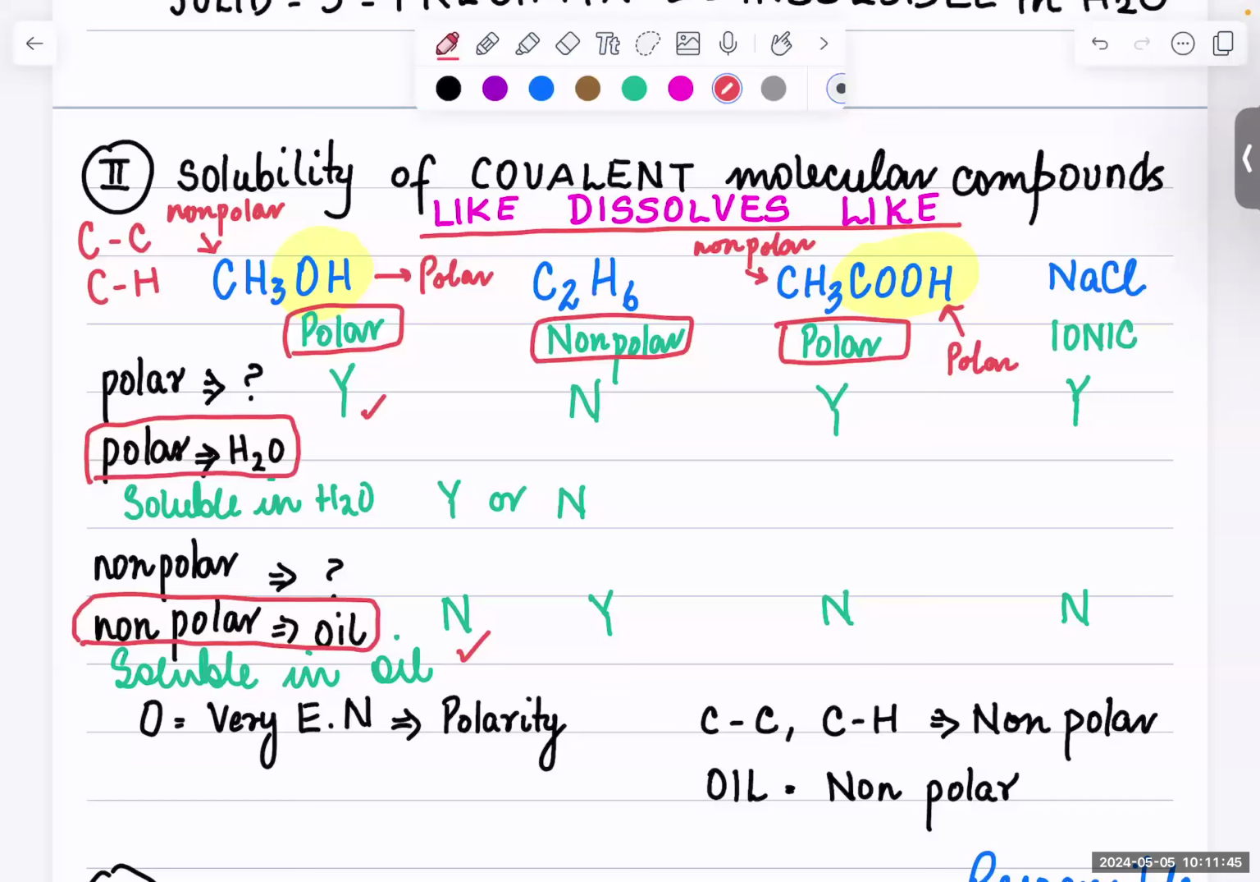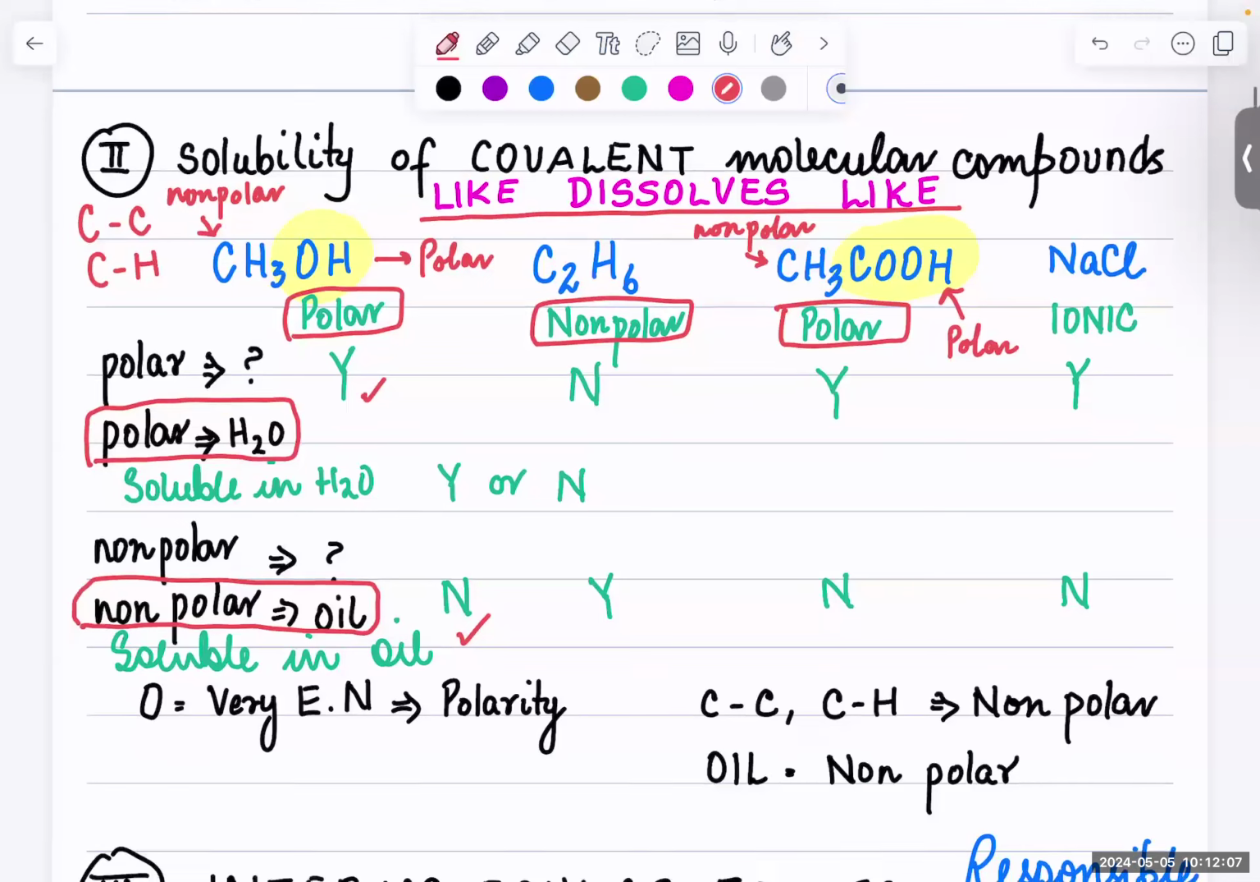Similarly, CH3COOH has a polar end and a CH3 non-polar end. So this molecule is polar, so it is going to be soluble in water. It will not dissolve in oil, even though one side is non-polar, because the other side is polar. So overall, the molecule becomes polar. Anytime one side is polar, the overall molecule becomes polar. Okay, the rest is ionic.